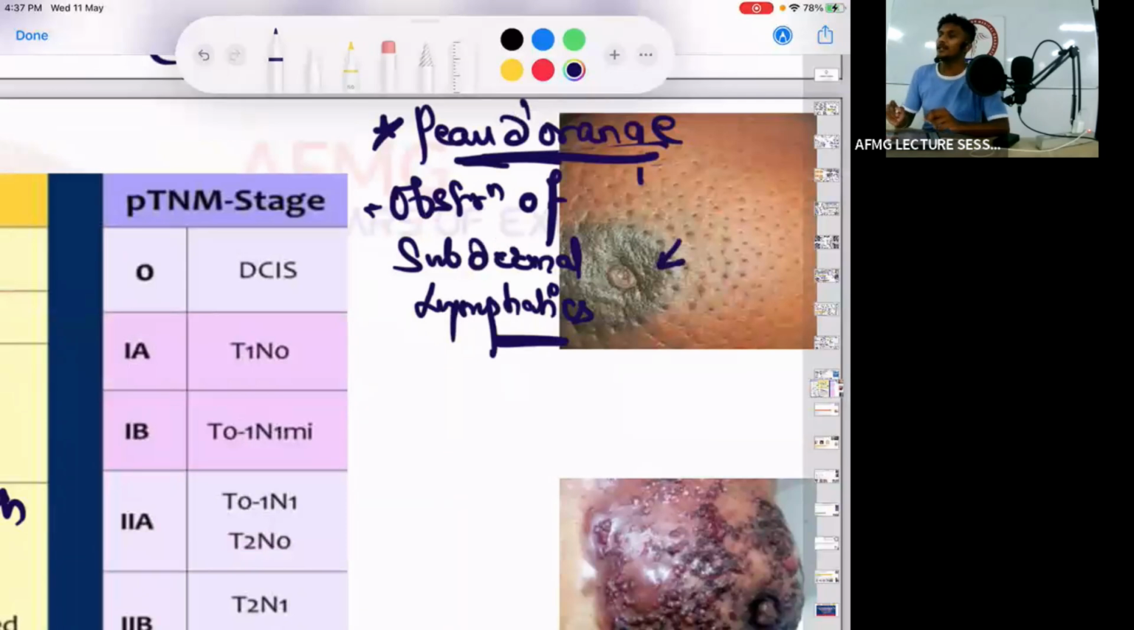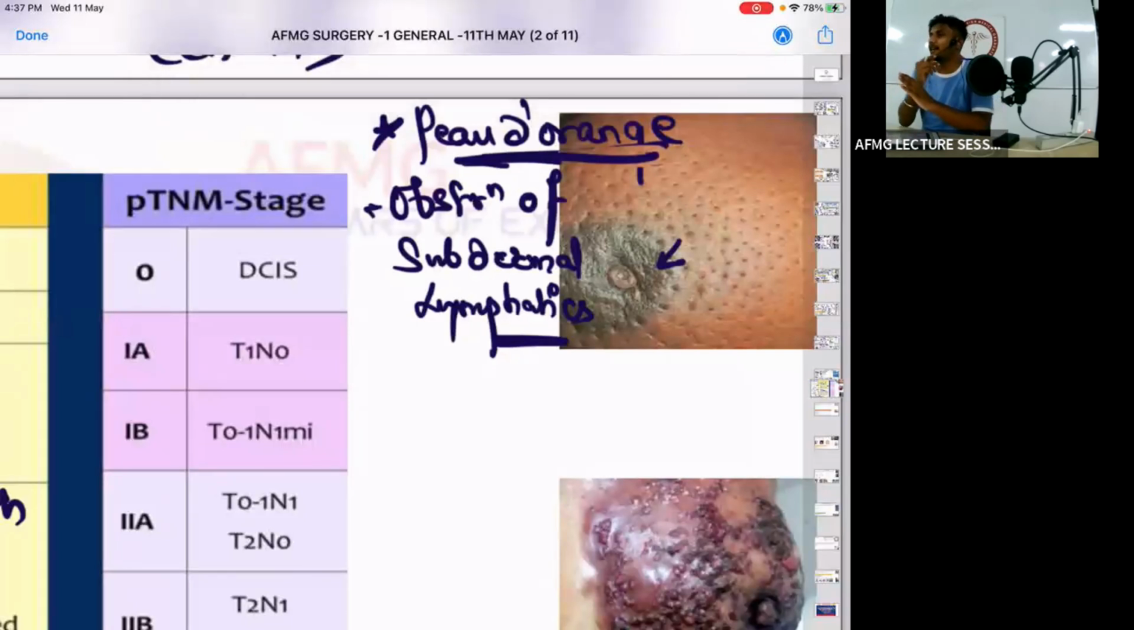Nipple retraction, as you can see, is due to constriction of the lactiferous duct. Will it be counted in skin involvement? No. Remember, nipple retraction or dimpling of skin is not counted into skin involvement. Dimpling of skin is due to involvement of the ligament of Cooper. Obstruction of subdermal lymphatics is known as peau d'orange; here the breast wall appears like an orange peel, and it would be T4.